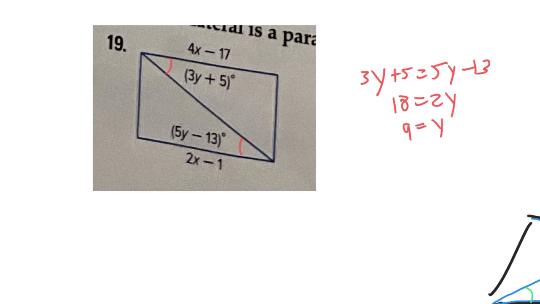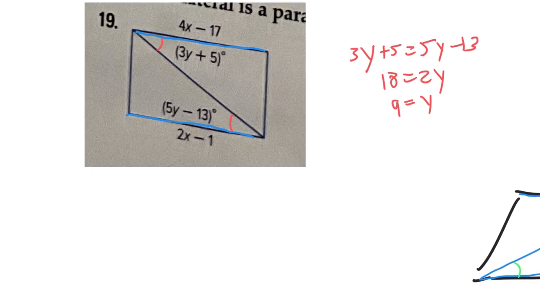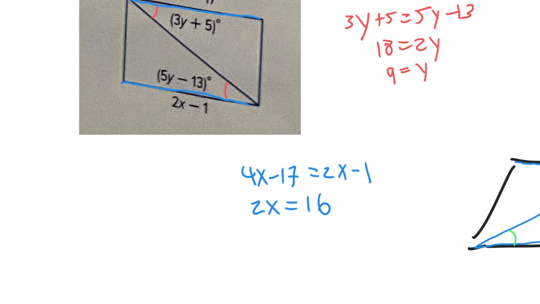Now, I think for my student watching, she also knows that if this thing is to be a parallelogram, then these blue sides must therefore be congruent as well. So we are looking at 4x minus 17 equals 2x minus 1. Subtracting 2x from both sides and adding 17 to both sides would give me this. Dividing both sides by 2 would give me that. Okay, so that's that.